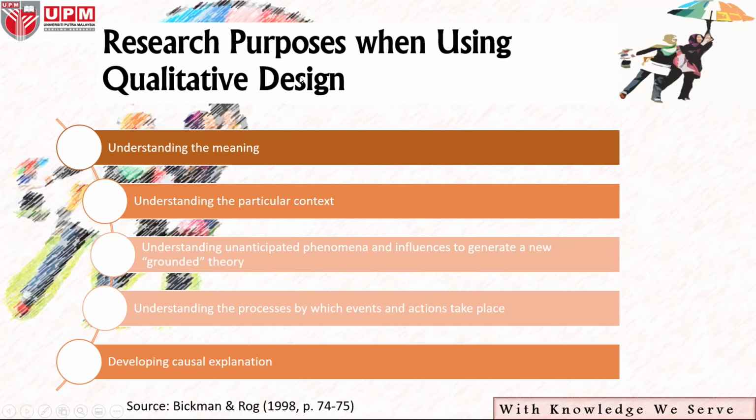examples of the purpose. For the first one, to understand the meaning. Why do some people behave like this? Why is my organization oriented towards this direction, for example? So the question mostly starts with why. Okay, understand the particular context. Okay, and then understanding unanticipated phenomena and influences to generate a new grounded theory.